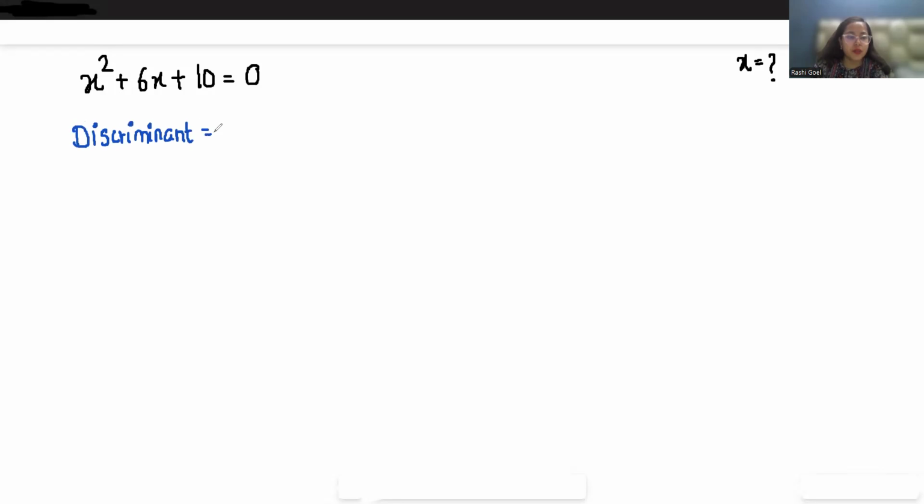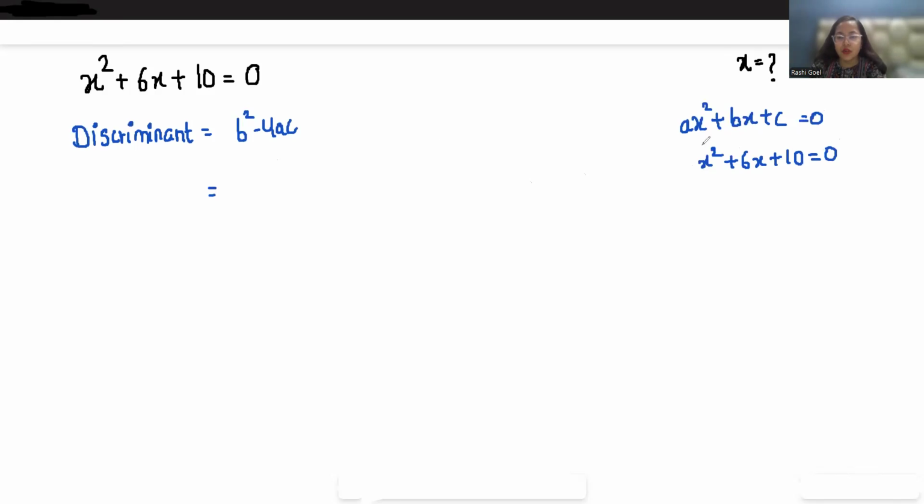The formula of discriminant is b square minus 4ac. So what is a, b, c? This is the standard form of quadratic equation. If we compare it with our given equation x square plus 6x plus 10 is equal to 0, then the value of a is 1, the coefficient of x square, the value of b is 6, and the value of c is 10. So 6 square minus 4 times 1 times 10.